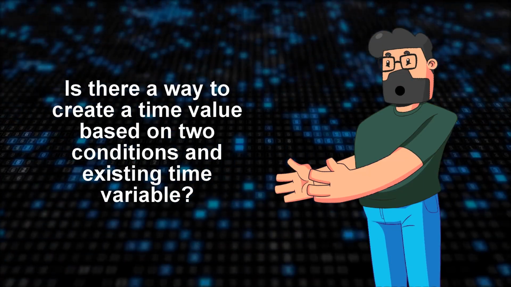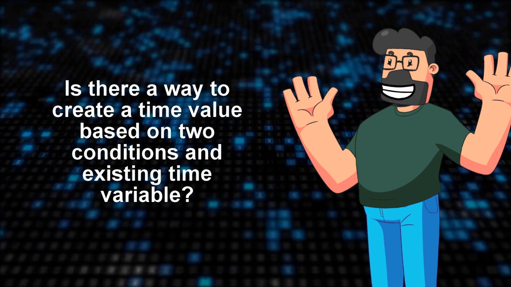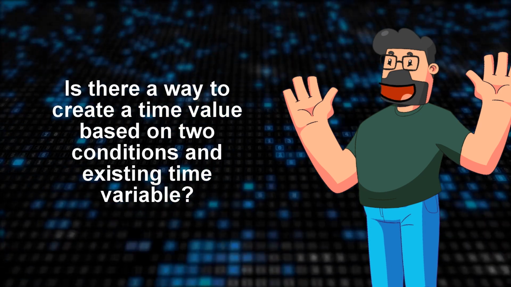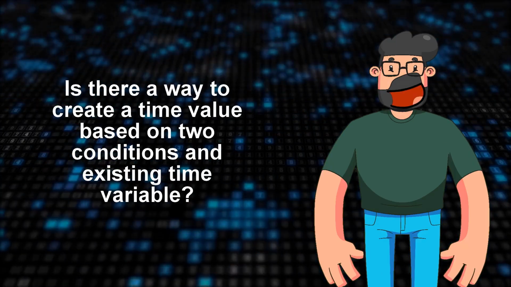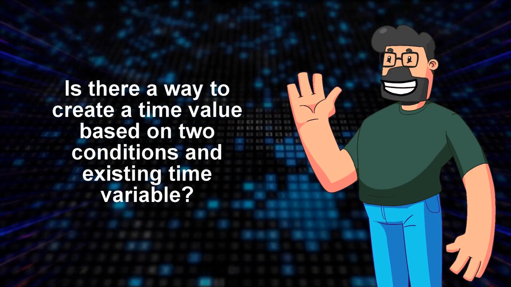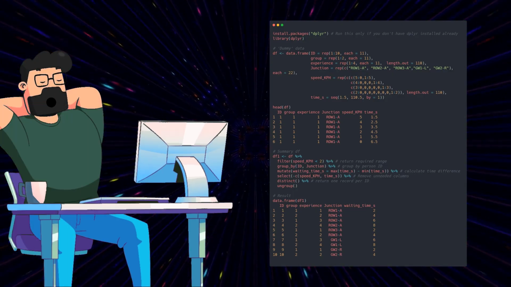In this scenario, the problem involves determining the waiting time of participants at a junction based on their speed, and creating a new variable called waiting time S. This will allow us to compare waiting times based on the participants' group and experience. Quite an interesting problem, right? Now, let's delve into the solution that will help us address this issue.